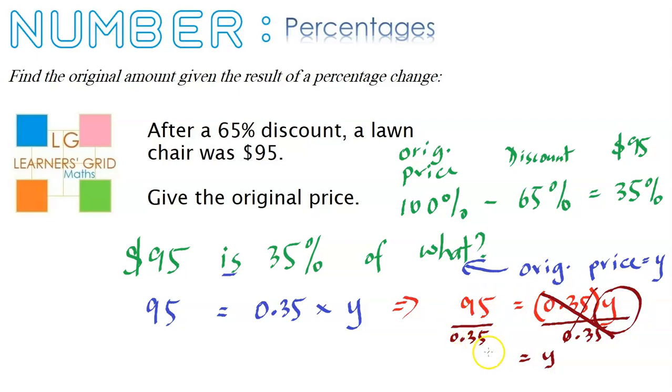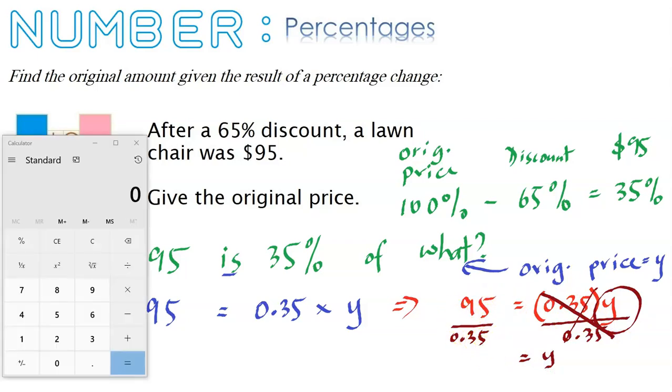95 divided by 0.35. That's where you can use our calculator. So 95 divided by 0.35 equals 271.428 and so on. Now this is money, so I'm going to round off after 2 decimal places. So 0.428, this 8 is large, so it'll be 0.43.